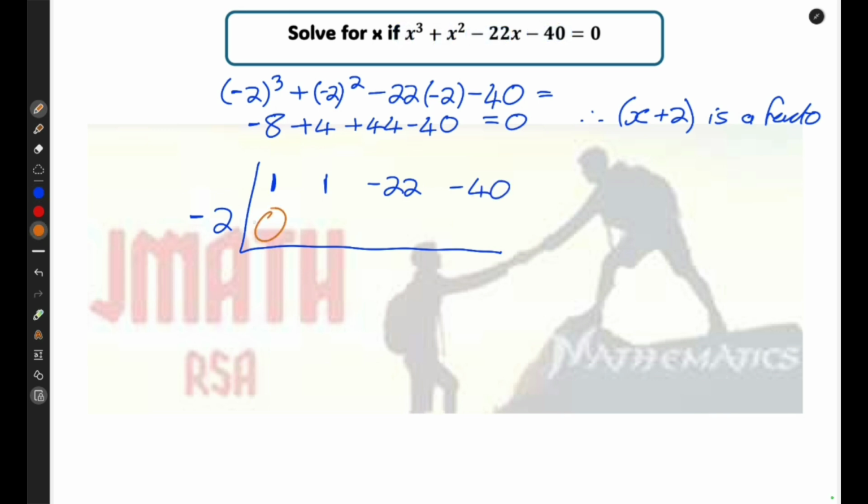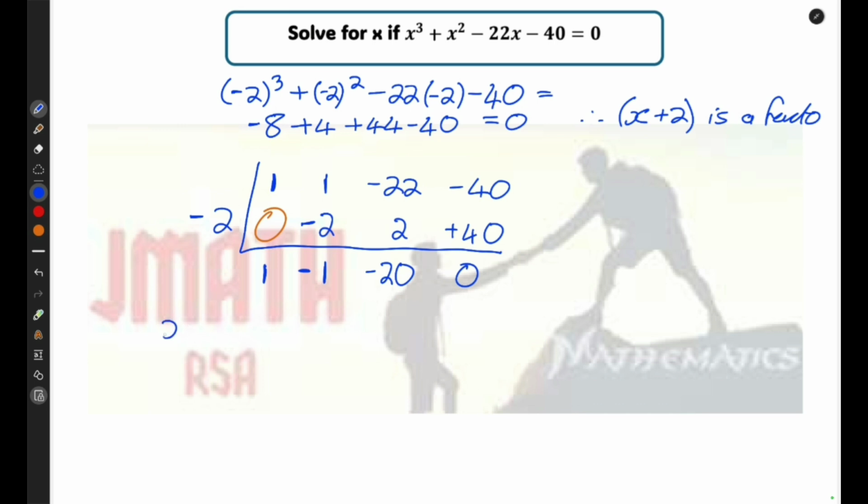Okay, this is always a 0. And now I can just add 1 plus 0 gives me 1. Now I multiply. So minus 2 times 1 gives me minus 2. If I add those, it gives me minus 1. Then I multiply. Minus 1 times minus 2 just gives me positive 2. Now I add again. So minus 22 plus 2 gives me minus 20. Minus 20 times minus 2 gives me plus 40. If I add them, I get a 0. That's how I know I am correct.